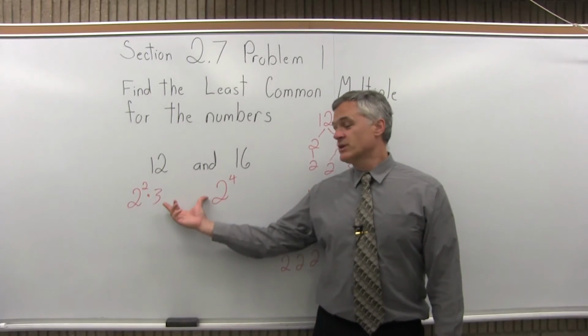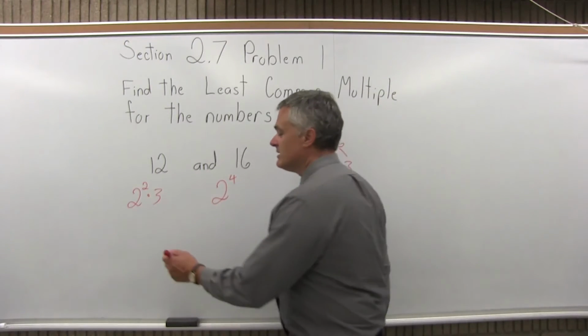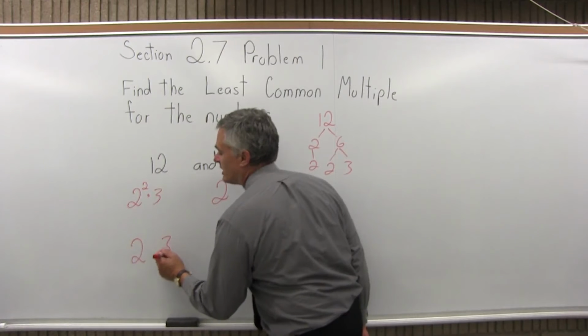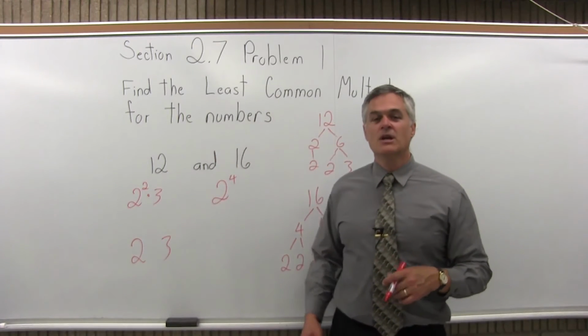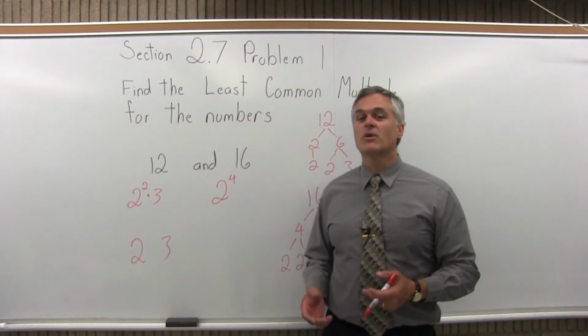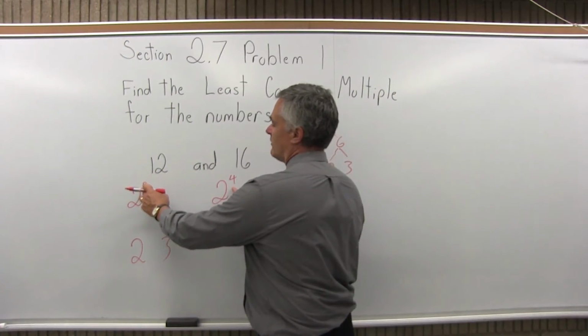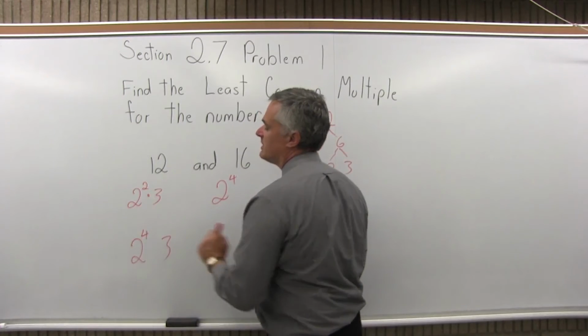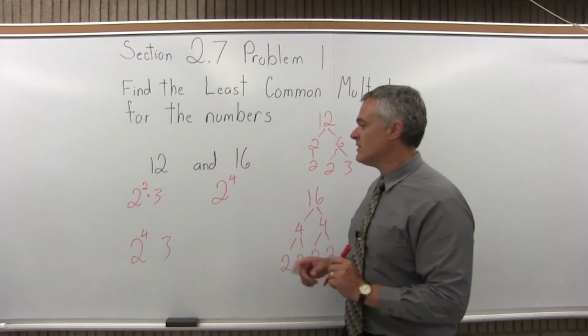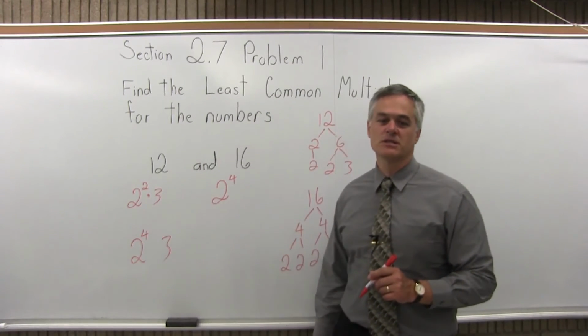Now what I want to do is look at both prime factorizations and make a list of any prime that appears in either one. So I have 2 and 3, and that's it. Now look for the exponents. Where I have an exponent, I want to choose the larger exponent. For the 2, I have second power, fourth power. Fourth power is bigger, so I take the fourth power. For the 3, I have only first power, so I'll just leave it.